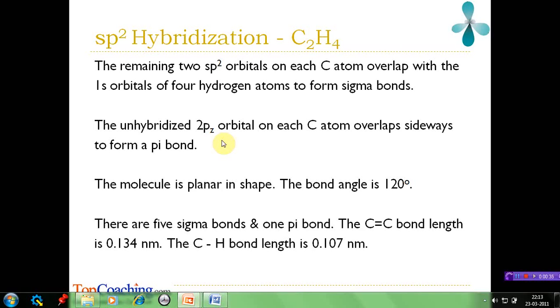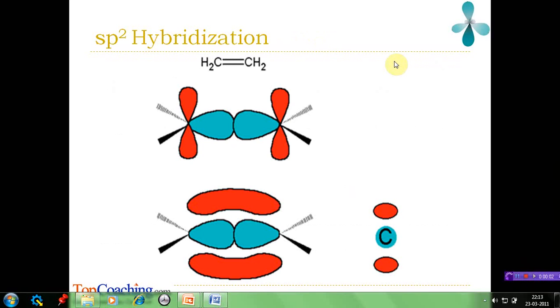This ethylene molecule is planar in shape. It has 5 sigma bonds and 1 pi bond. The carbon-carbon bond length is 0.134 nanometer and the carbon-hydrogen bond length is 0.107 nanometer. The bond angle, of course, is 120 degree.